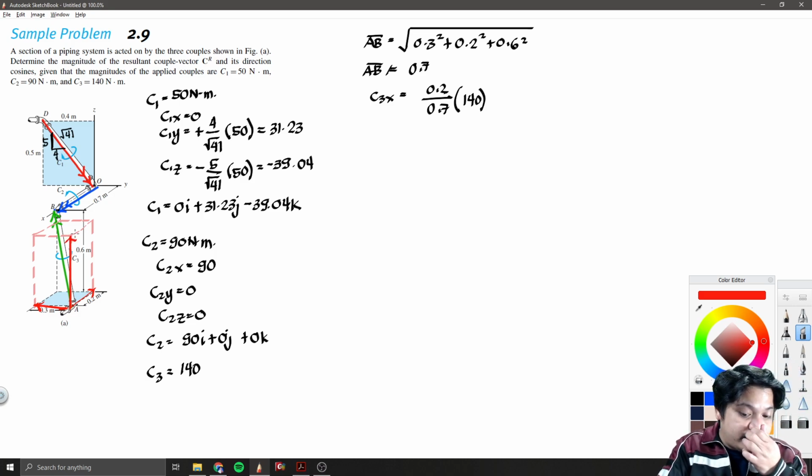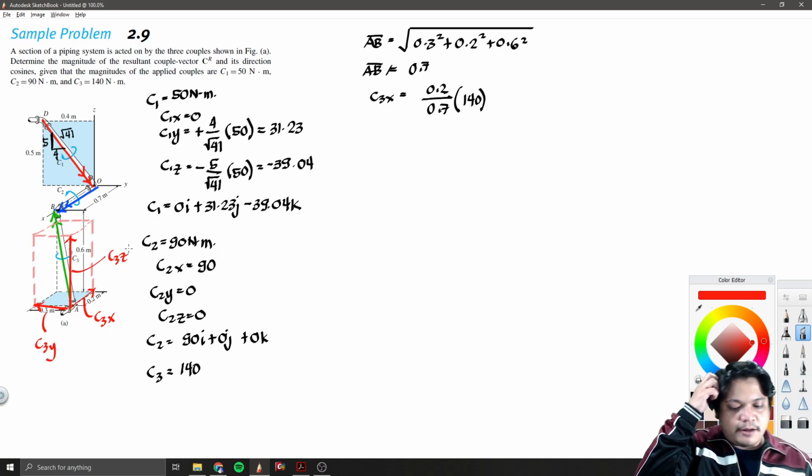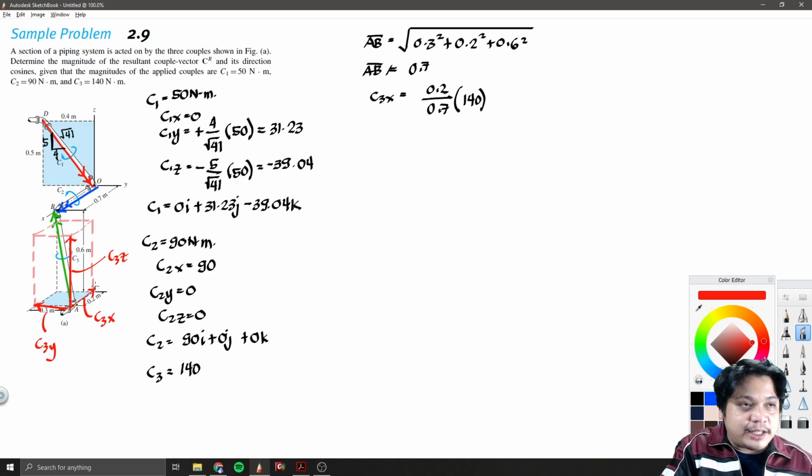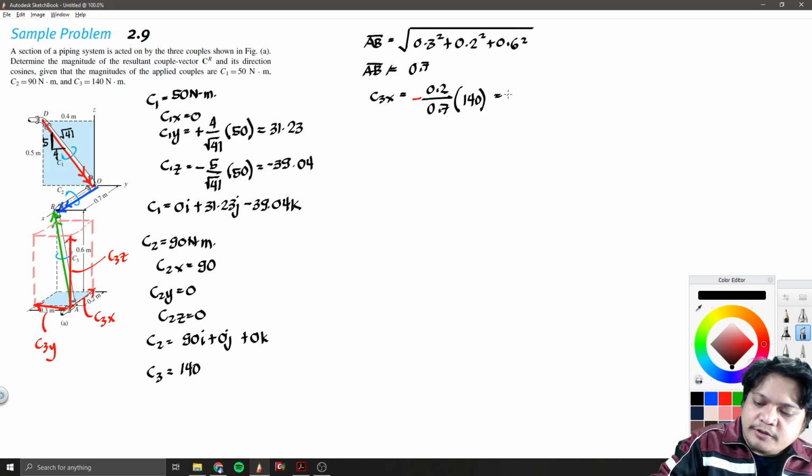Okay, yan yung mga component niya, no? So ito yung C3X, ito yung C3Y, and then ito yung C3Z. Okay? So papansinin nyo, that is directed on the negative. So you will be having there the negative value. So that is negative 0.2 times 140 all over 0.7. So you will be having here negative 40.